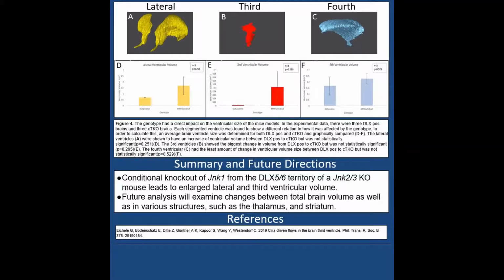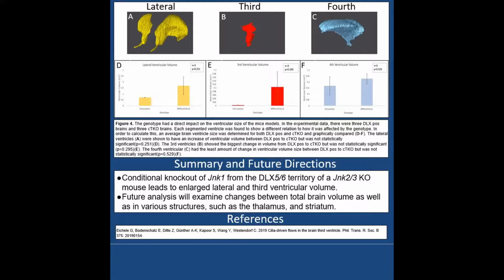From the left to the right, we can see the 3D rendered models of the lateral, fourth, and third ventricles. The number of brains we had for each genotype was 3, meaning we had 3 control and 3 triple knockout. As you can see, the triple knockout lateral ventricles had a much larger volume, although the p-value is high on the triple knockout. Even the lowest point is still much higher than the control brain.